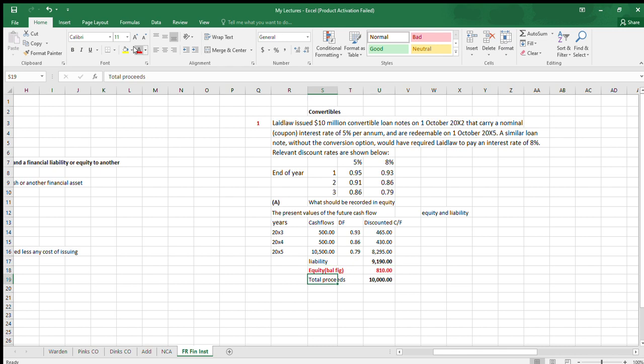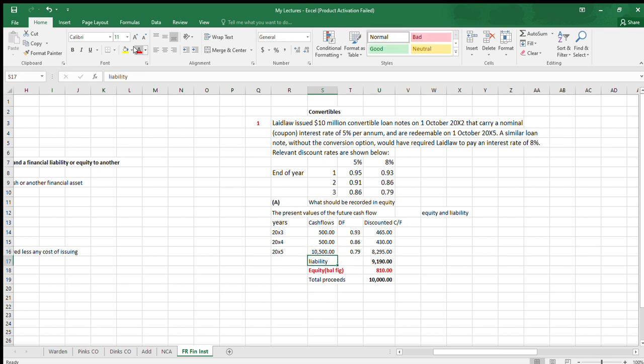That's all. So the only way to find your equity is after finding your liability, you subtract it from the total proceed. The loan they issued, just take note, they issued 10 million notes, that's the total proceed. Okay, so you get your equity.